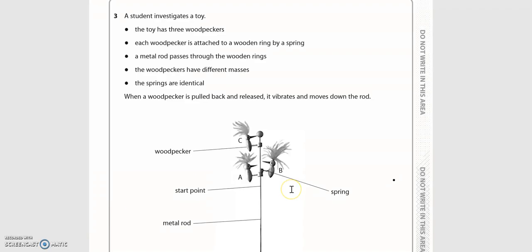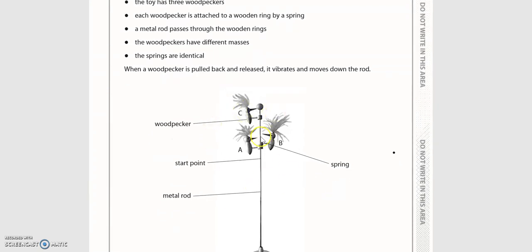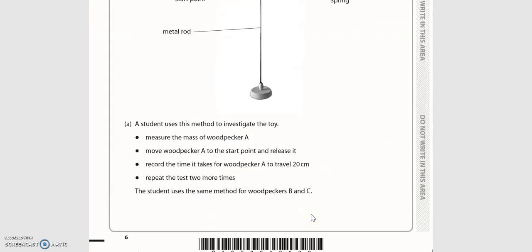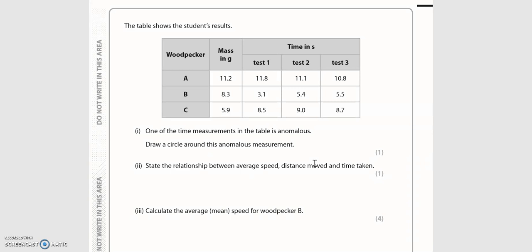Question 3 asks about another experiment, this time to do with 3 different woodpeckers and the amount of time that it takes for them to descend a metal rod. So it gives you all this information about the practical and then gives you some results. So the independent variable is the mass, the dependent variable is the time taken for the woodpecker to descend the metal rod. First question says, draw a circle around this anomalous measurement.